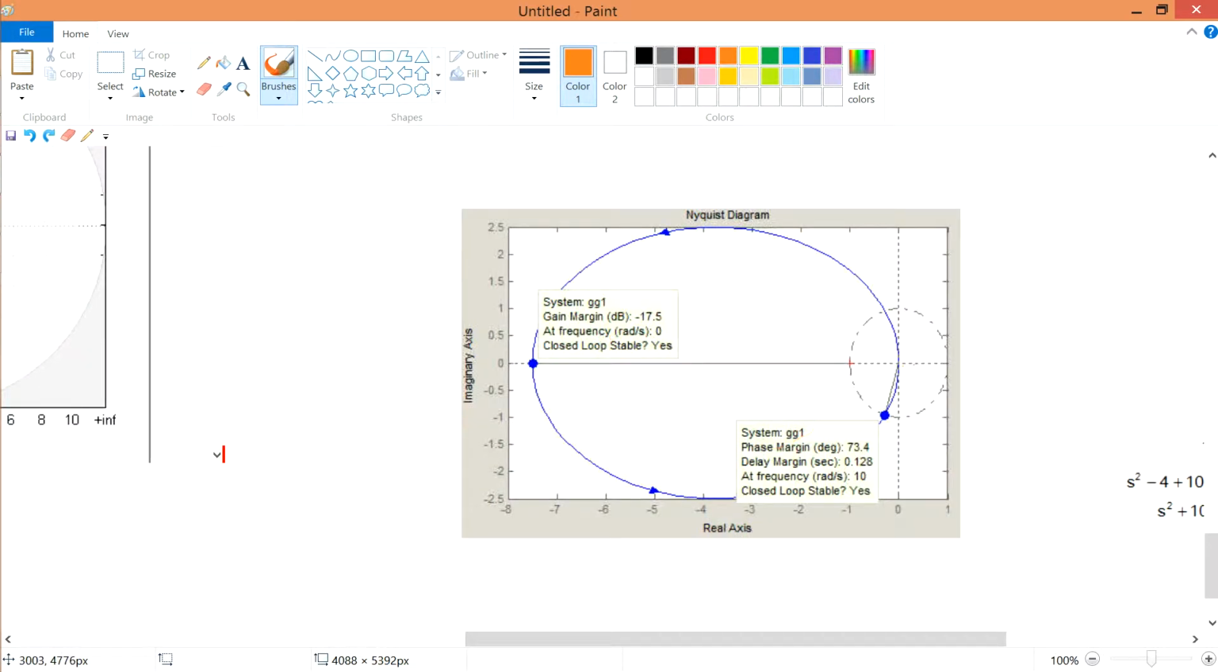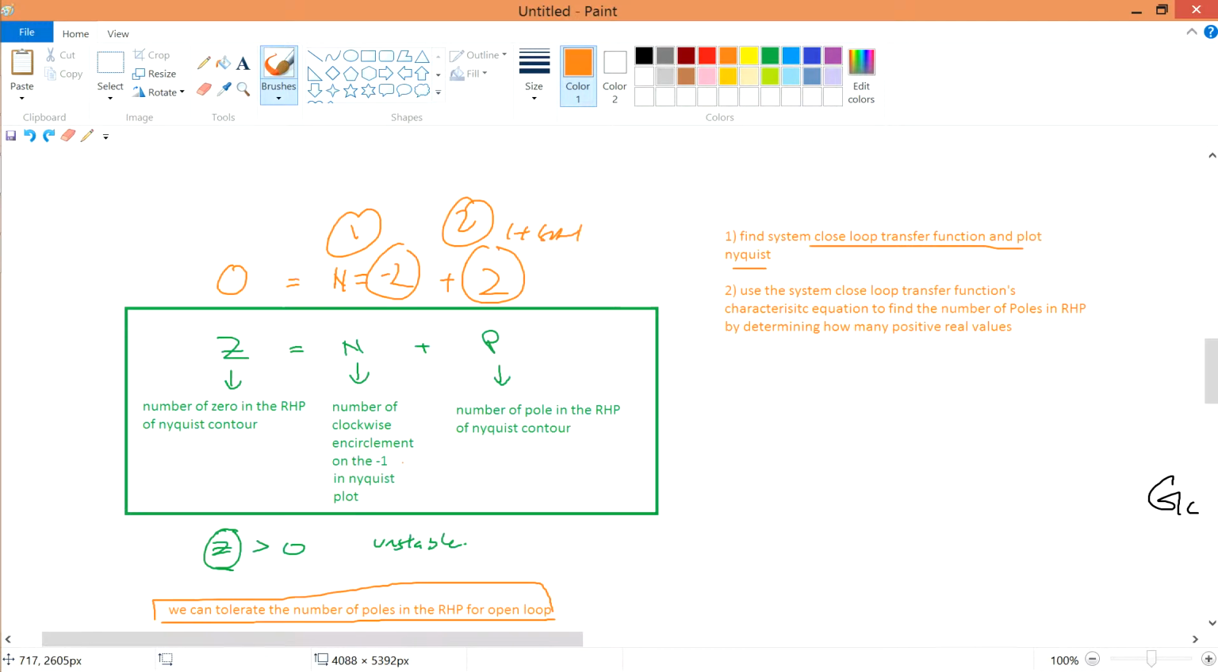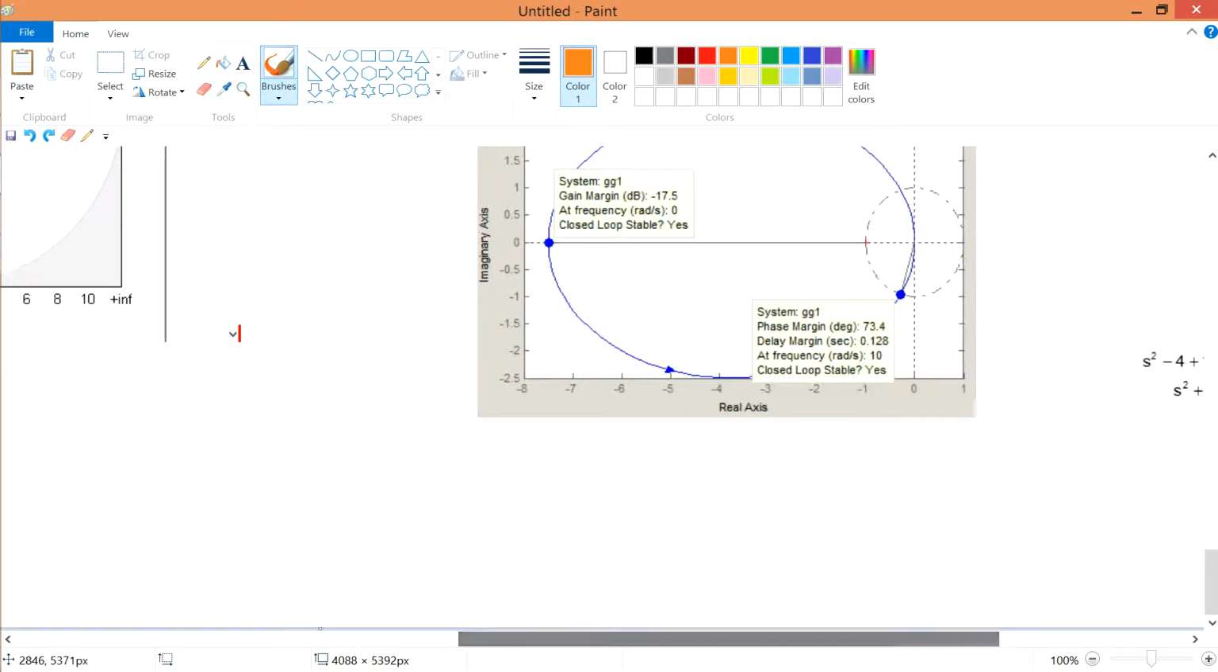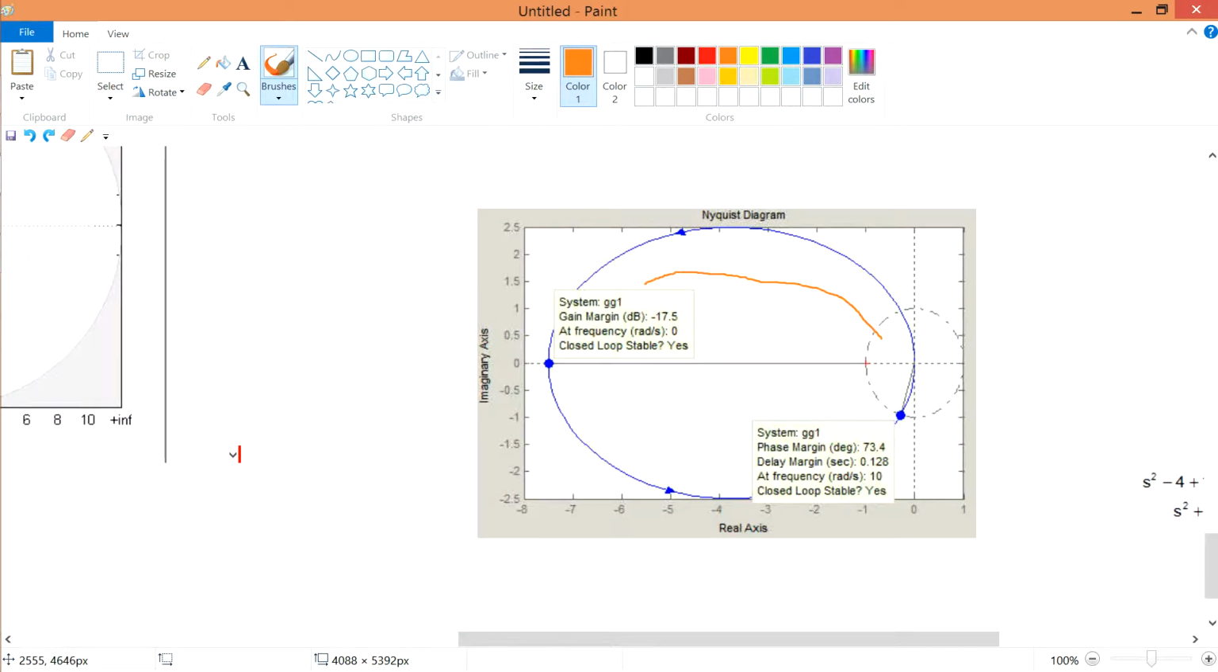And why do you need the Nyquist plot? Because you want to determine the number of N, the number of clockwise encirclements. If you take a look at this Nyquist plot, it's going anti-clockwise. The negative one is over here, so it encircled this one time, because it encircled the minus 1 in this manner. In other words, this minus 1 point is inside the loop over here. Since this is anti-clockwise, N is equal to minus 1.